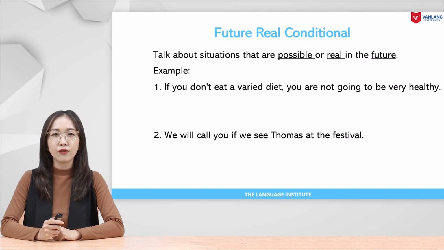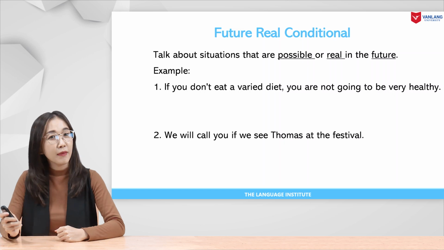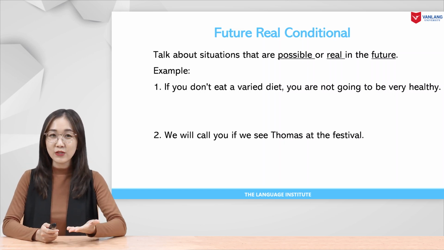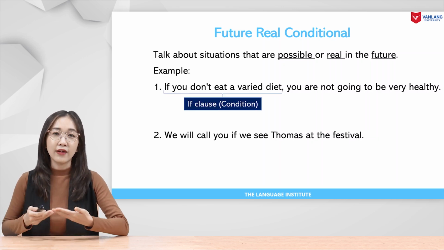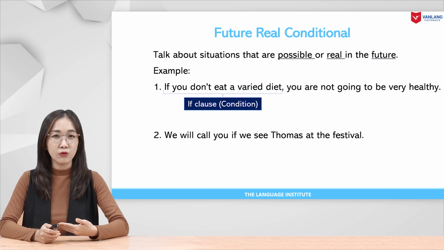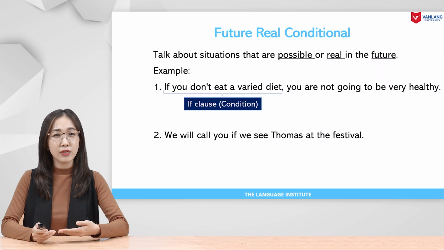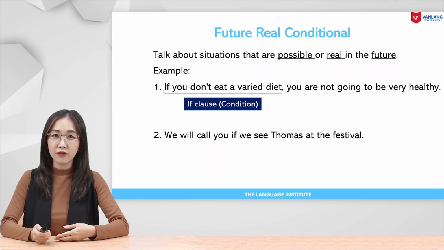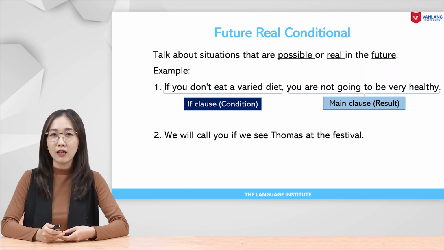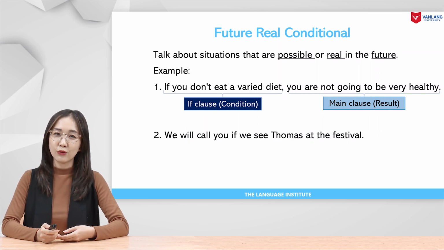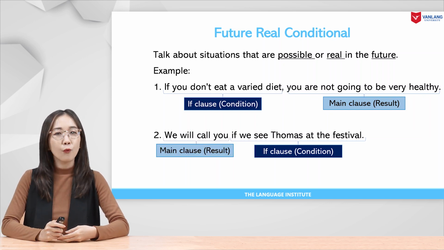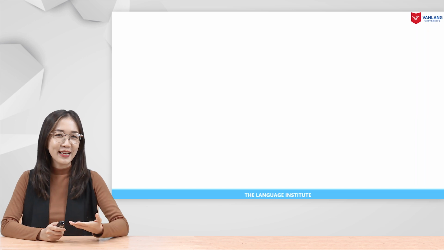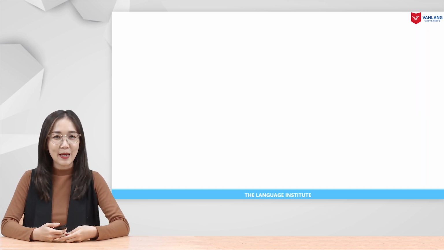Alright, so can you find out the if clause and main clause in each sentence? Firstly, let's start with sentence number 1. If you don't eat a varied diet is the if clause, which shows you the condition. And the result is you are not going to be very healthy, so that's why it is the main clause. For sentence 2, if we see Thomas at the festival is the if clause, and we will call you is the main clause.